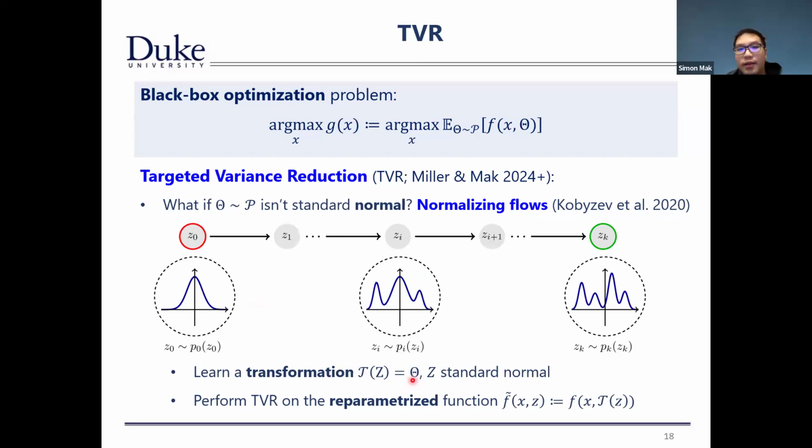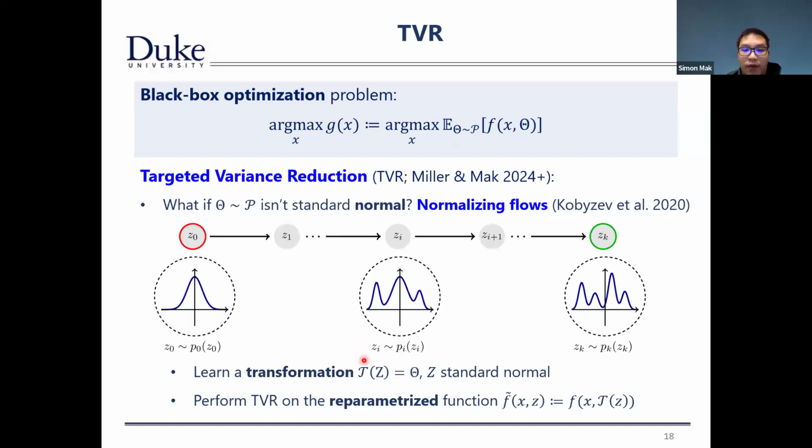The really nice thing about this is that this transformation can be learned in an offline fashion, meaning we don't need evaluations of F in order to learn this distribution. We don't need these expensive evaluations. We can learn this offline.